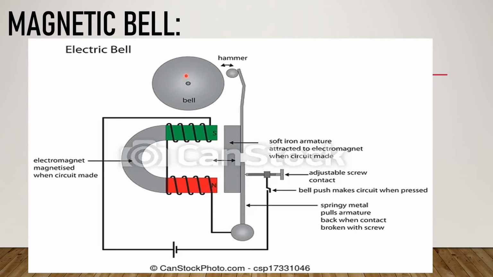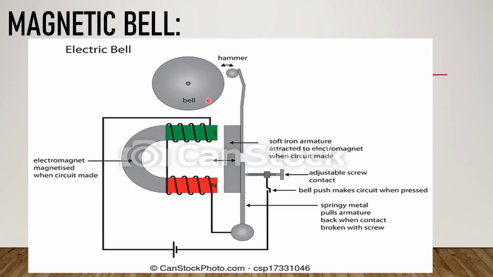There are some steps involved in the ringing of an electric bell. 1. When the switch is closed, the circuit is complete and the current flows in the circuit to the electromagnet. 2. The electromagnet attracts the soft iron strip. Since the hammer is attached to the strip, it hits the gong and produces sound.